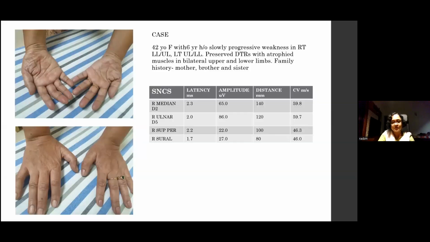So we'll go on to motor neuron disease. Now, how do you evaluate patients with motor neuron disease? First case, a straightforward one. You have a patient who's in her 40s. There is some family history with atrophy.